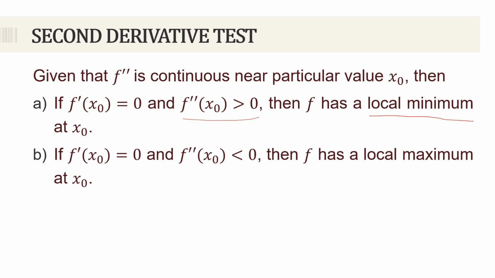Okay? Positive, minimum. Then secondly, if the first derivative is equal to 0 and the second derivative is less than 0, then f has a local maximum at x sub 0. So less than 0 meaning negative, then it has a local maximum. Negative, maximum.